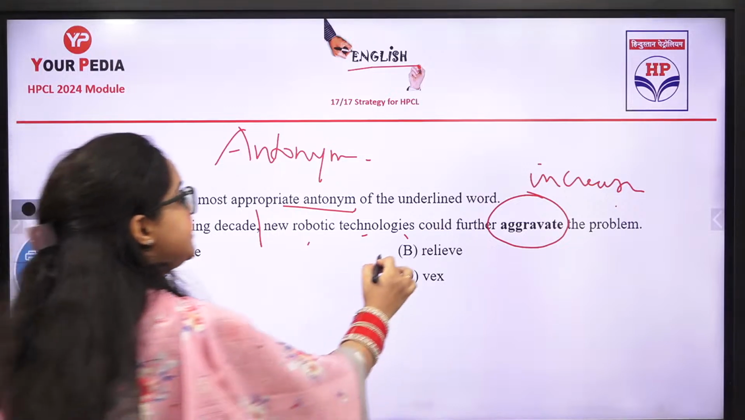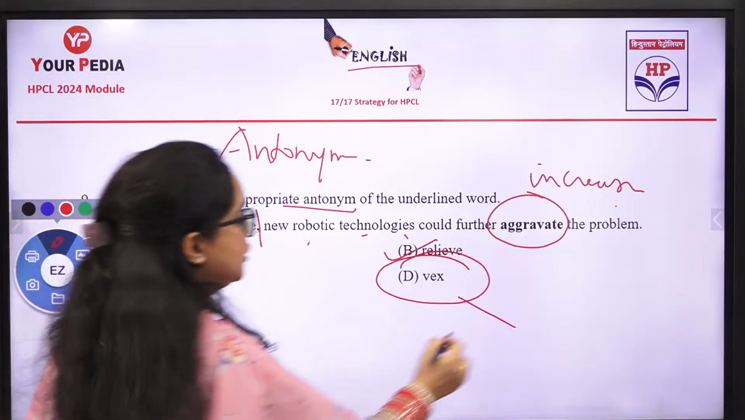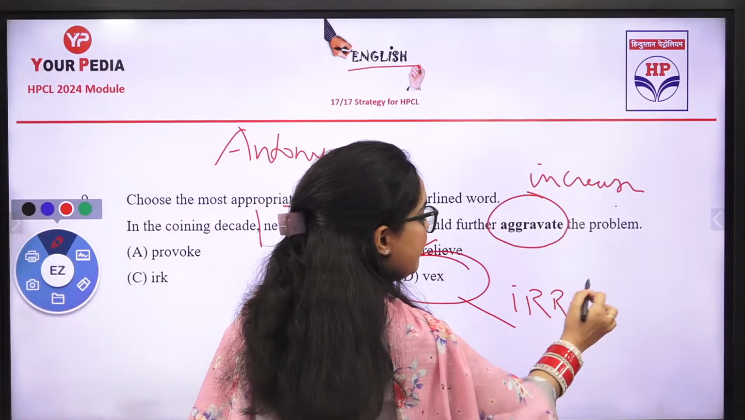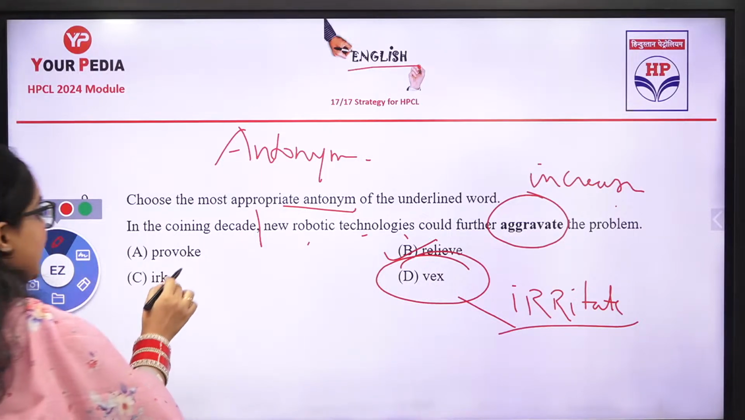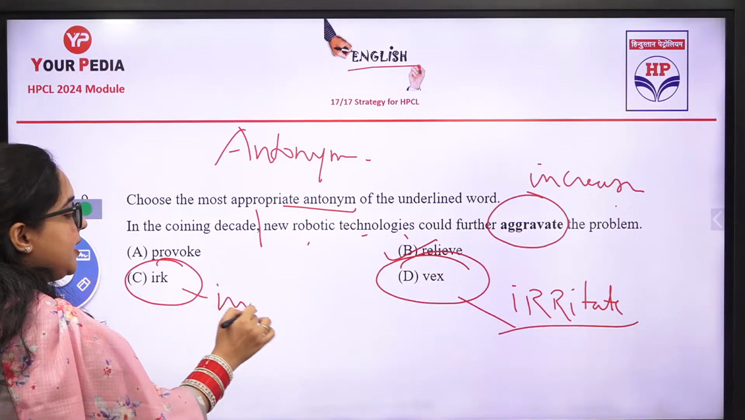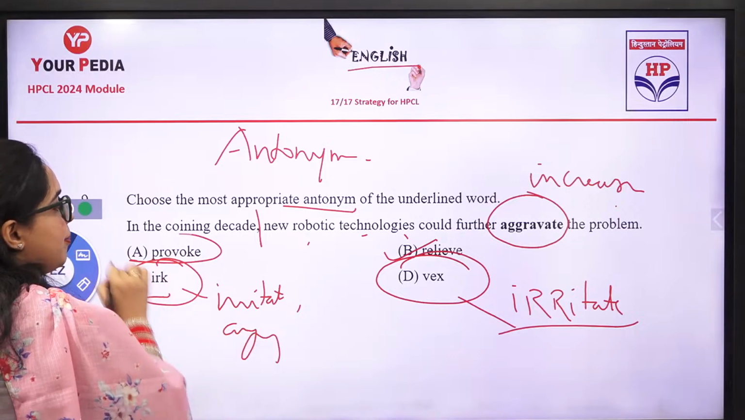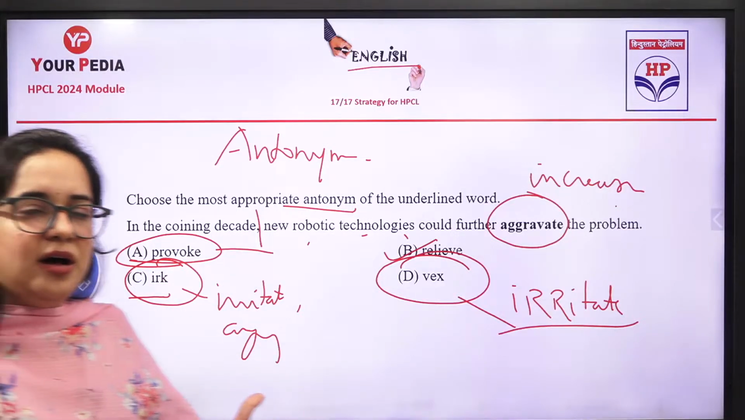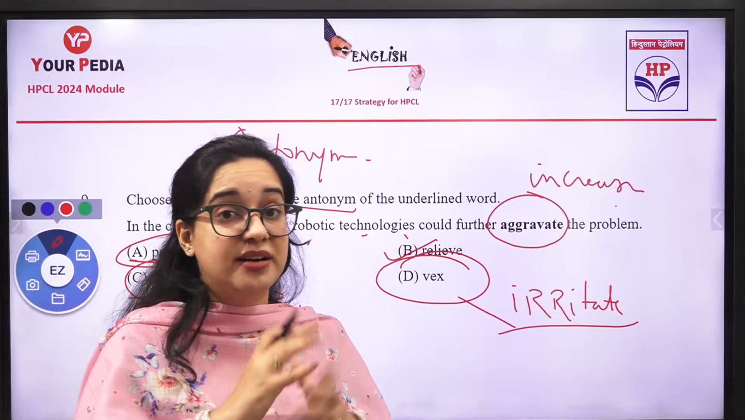Good. Everyone is relieve. Vex, what is the meaning of vex? Vex is to irritate someone. Okay. If I am irritating you, if I'm doing this, I vex you. If I irk you, irk also means irritating someone, making someone angry. That is irk. Provoke is also to make someone angry, to intensify something, to increase something.